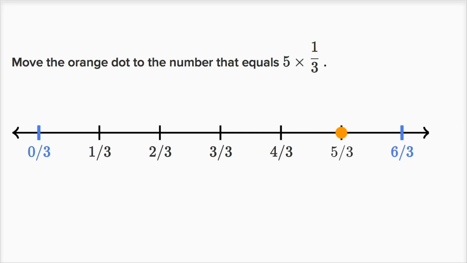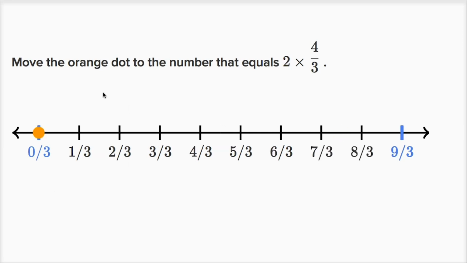Let's do some more examples here. Let's say it says move the orange dot to the number that equals 2 times 4/3. Alright, so 1 times 4/3 is just going to get us to 4/3. And then if we have another 4/3, we're going to move another 4/3 to the right. So 4/3 plus 4/3 would get us to 8/3. So 1 times 4/3 is just 4/3, and then 2 times 4/3 is 8/3. And notice, that's the same thing as 2 times 4, which is 8, over 3. Let's do one more of these.